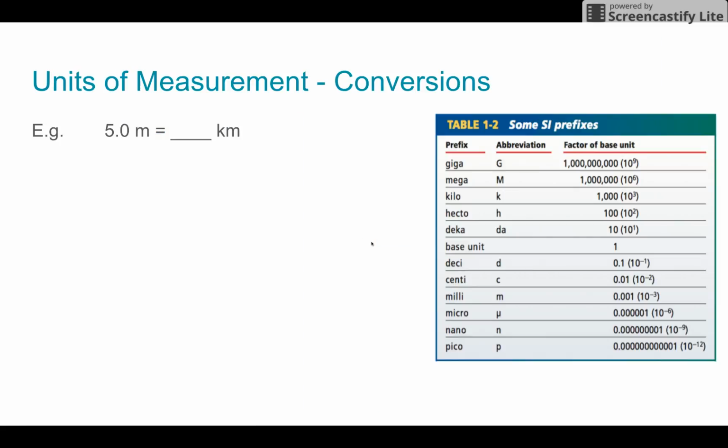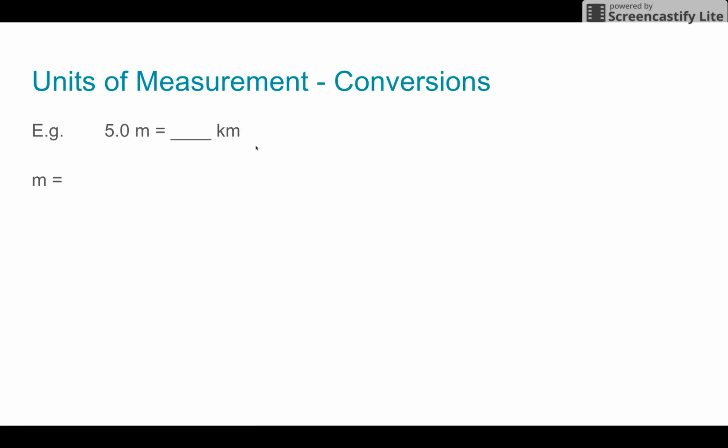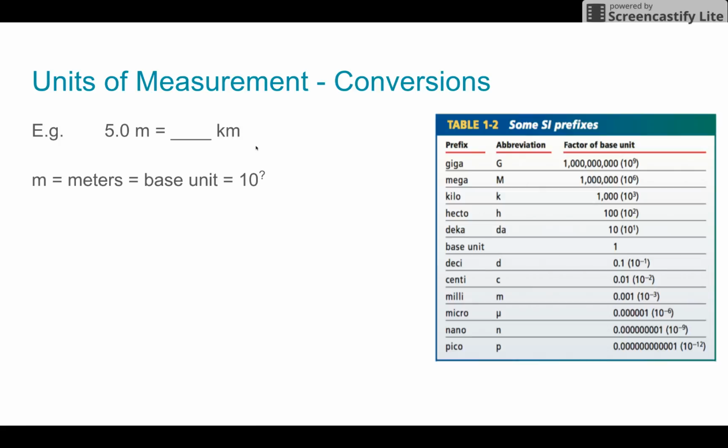Okay, so we got to do some conversions. So we want to get 5.0 m, and we want to figure out what that is in km. First things first, what is m? m stands for meter. So meter is a base unit. Again, our base units are things like meters, grams, liters. Anything with a single letter is going to be a base unit. And base units have a power of 10 to the 0. That is equal to 1. If you type 10 to the 0 into a calculator, the answer will be 1.